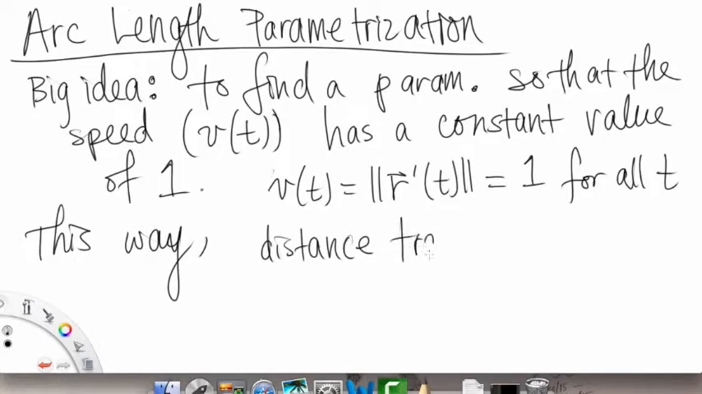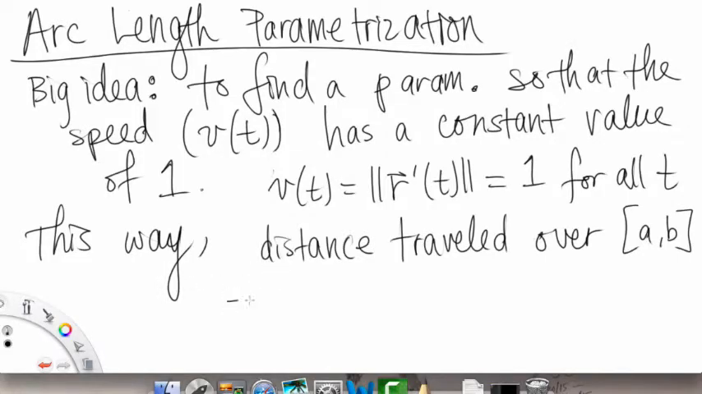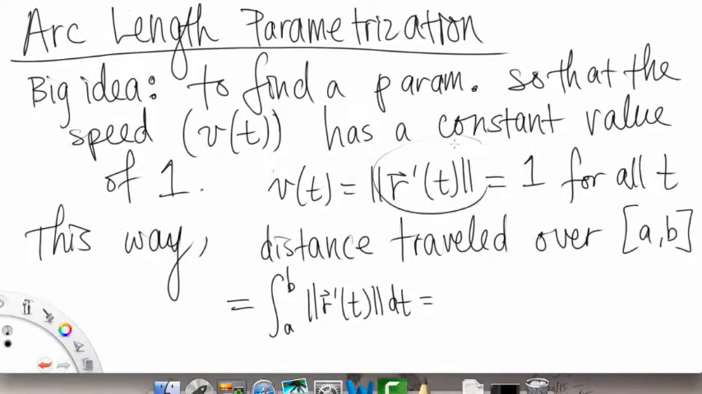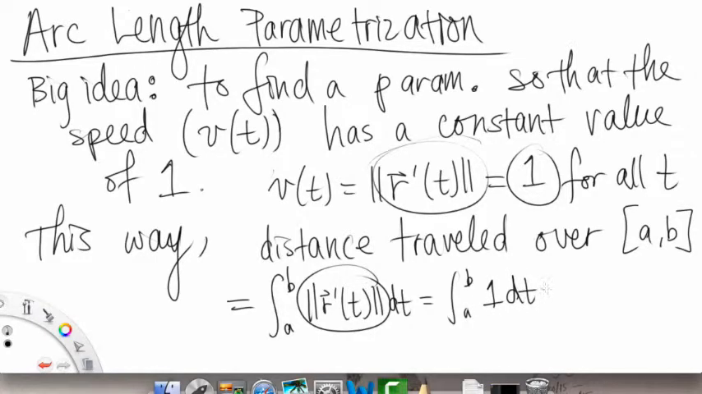So distance traveled, arc length of a path, that is, distance traveled on a path over some t interval AB, is going to equal the integral from a to b of the magnitude of r prime of t, dt, right? And then, if we do have this arc length parameterization, that means that the magnitude of r prime of t is going to equal 1. So that means the integral from a to b of 1 dt. So then we just get that this is equal to b minus a. I mean, how easy is that?